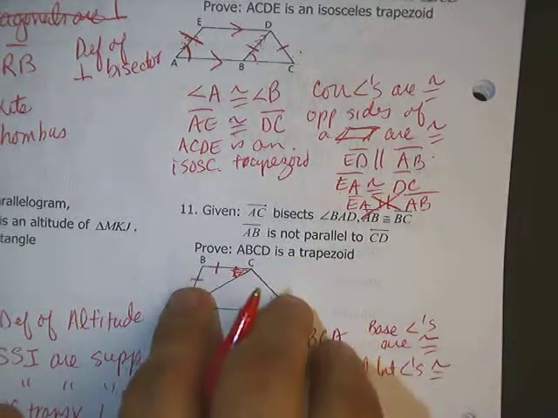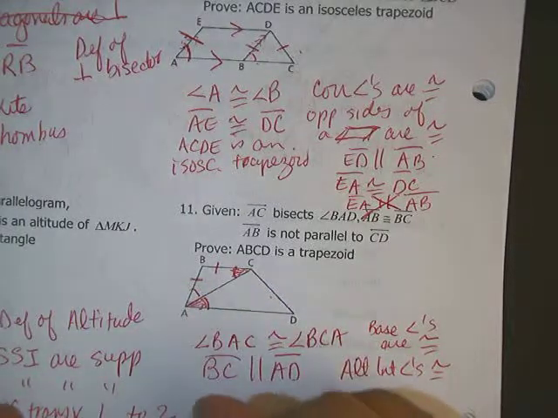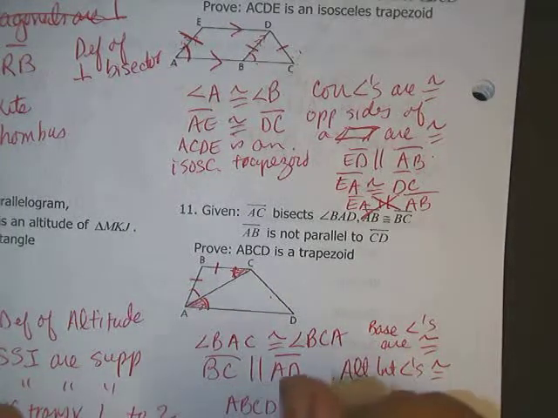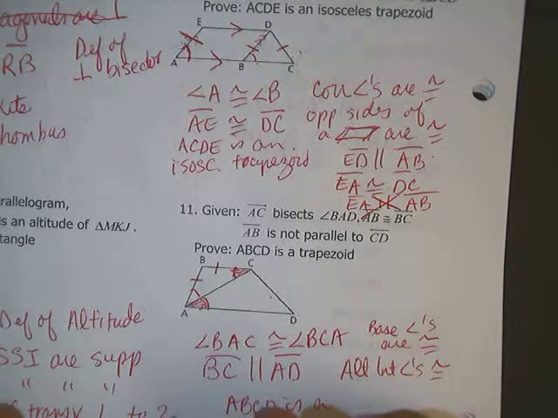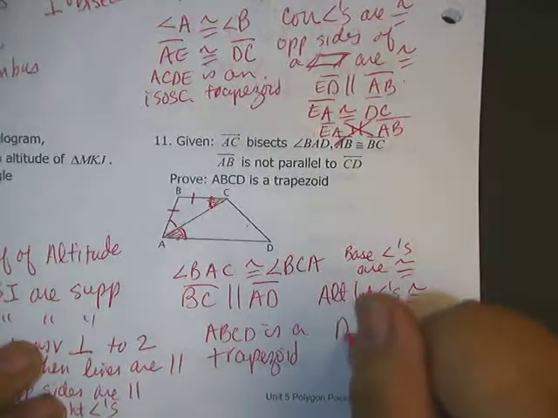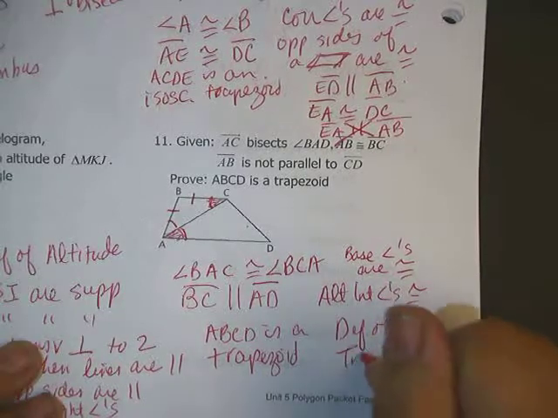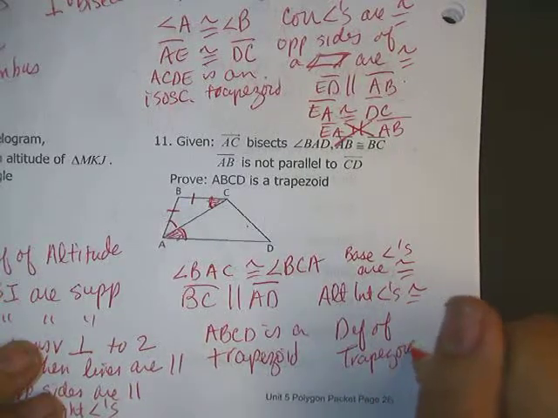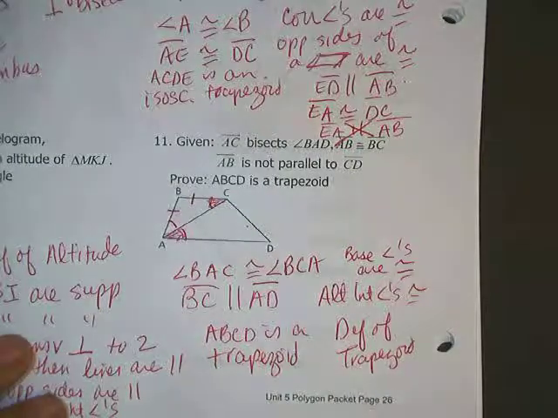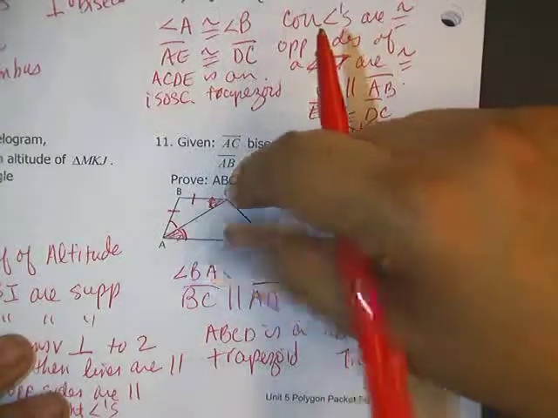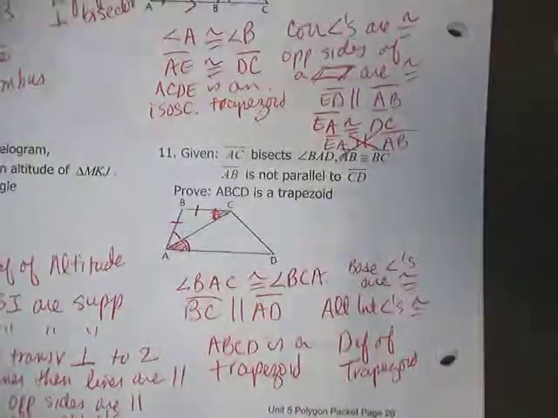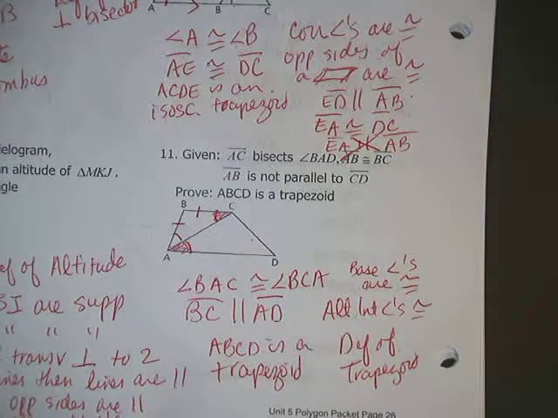All right? And if I have parallel bases and then a set of non-parallel sides, that means this is a trapezoid. And I wimp out and I say, definition of a trapezoid. Because I proved that only one set of sides is parallel. The other sides are not parallel. It's a quadrilateral. It has to be a trapezoid.